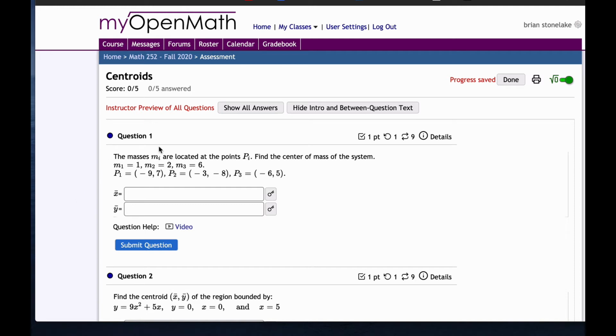We've made it to the last homework assignment of the term, dealing with centroids, so 6.6 in your book. Looks like there's 5 questions, so 4 required, 1 extra credit. First question here, this does not involve calculus at all.